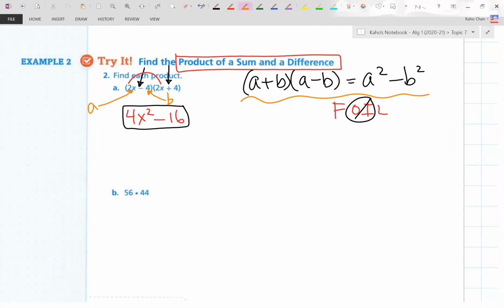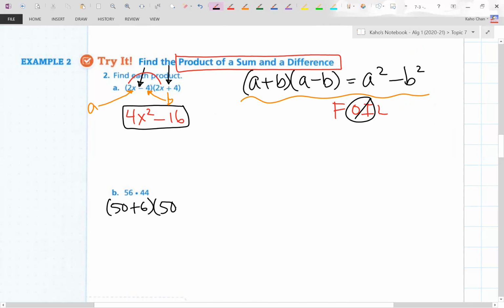Ooh, this is a weird one. I saw this 2 years ago and I go, what the heck's going on? 56 and 44? Well, they basically found out where 56 and 44 are nearest to a nearest-10 number, and that number is 50. So this makes sense now. This is 50 plus 6, and this is 50 minus 6. And that's where they got that. They go, oh, that makes sense. You're breaking it apart.